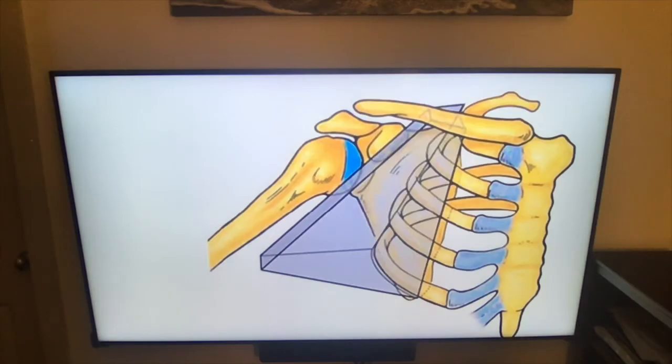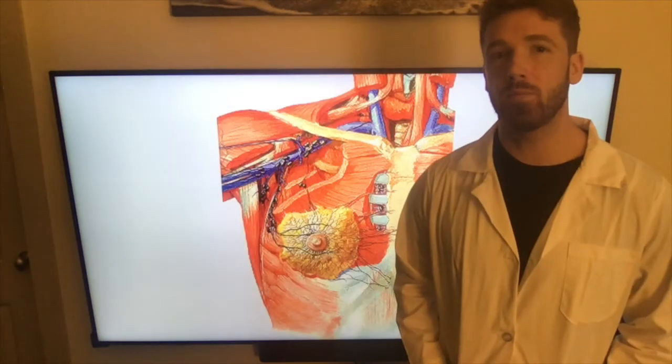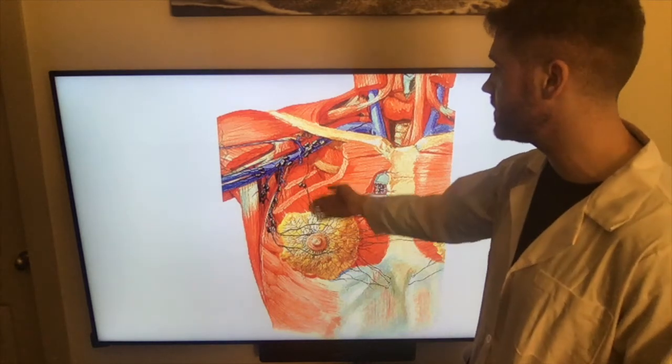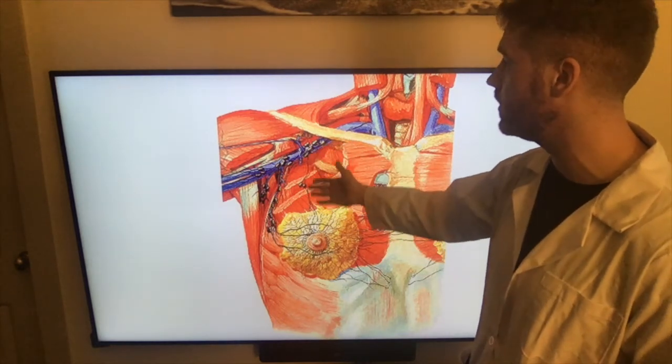Here's a picture of the borders of the axilla and their position relative to their surrounding structures. Lymph from breast tissue can drain into three locations. About 75% drains into the axillary lymph nodes via the pectoral lymph nodes.